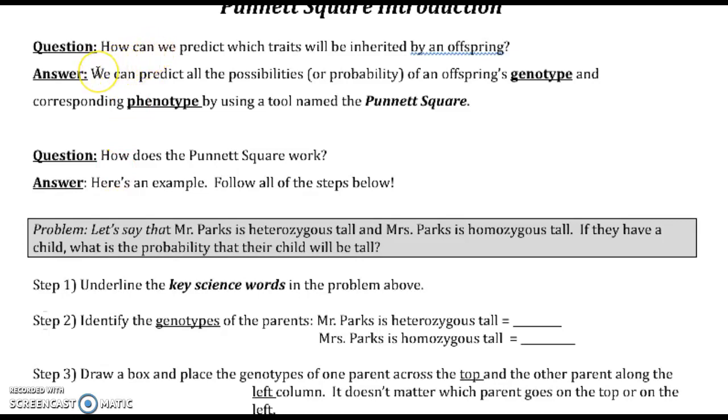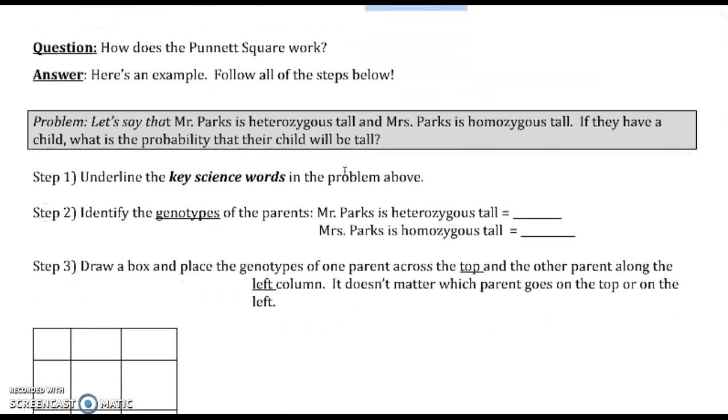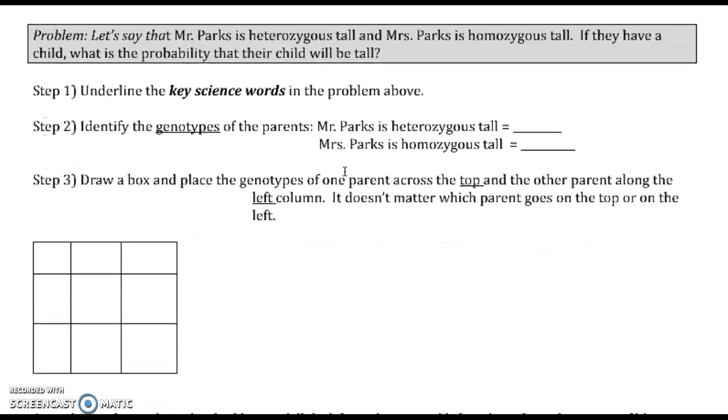And the answer to that question is that we can predict the possibilities, also known as probabilities, using a tool called the Punnett square. Okay, so here I'm going to go over how to do this step by step. The first step is to read through the problem and underline the key science words.